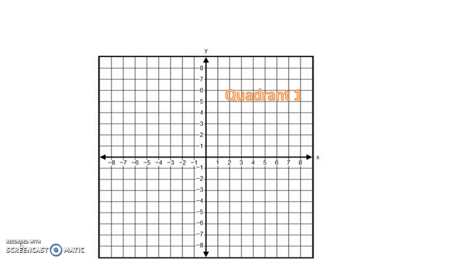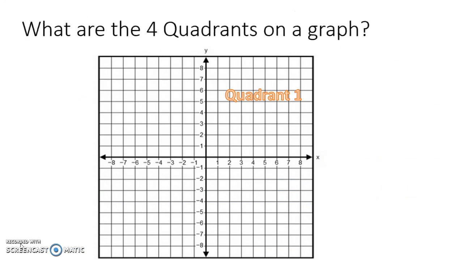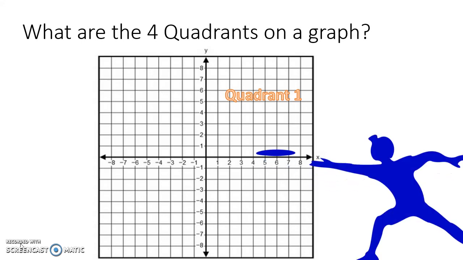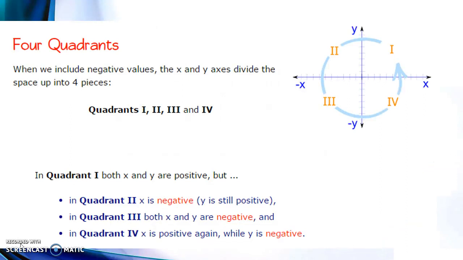Within our graphing, we have 4 quadrants on this graph. We have quadrant 1, as you can see, labeled. We also have quadrant 2, quadrant 3, and quadrant 4, and they do need to move that direction to identify each quadrant. Here they are again.